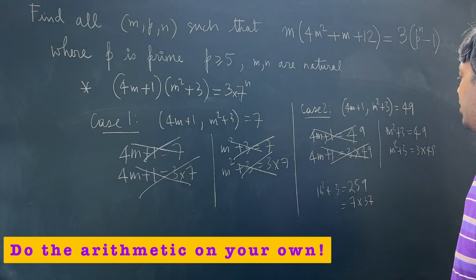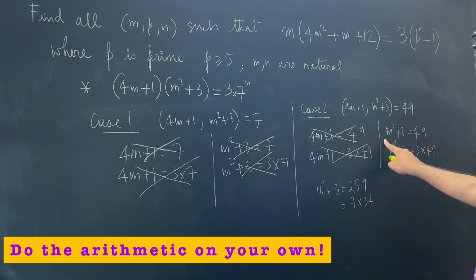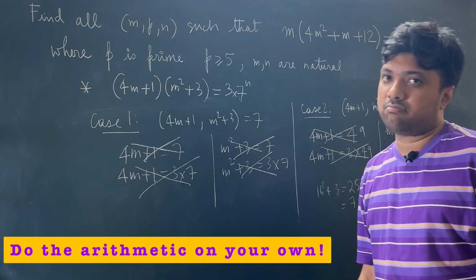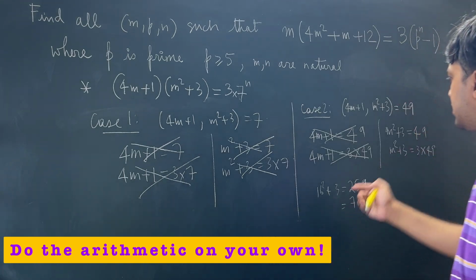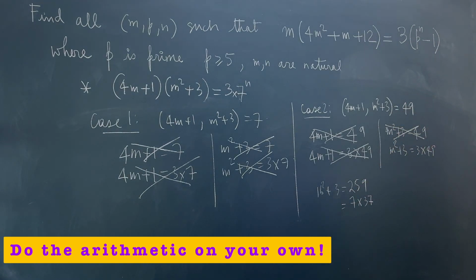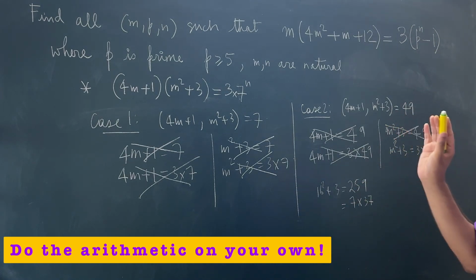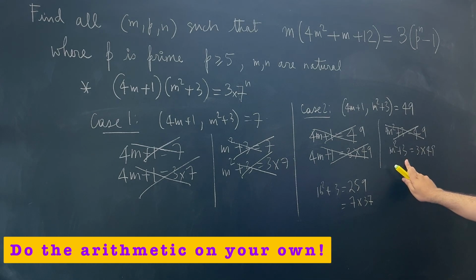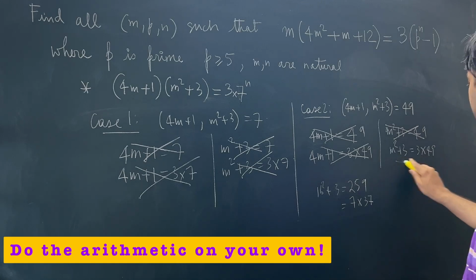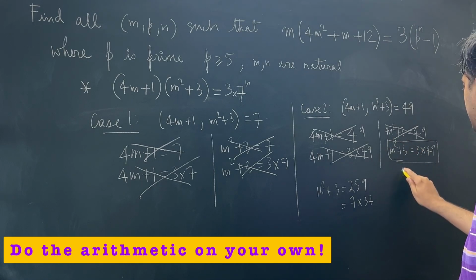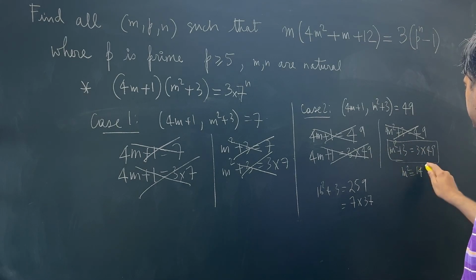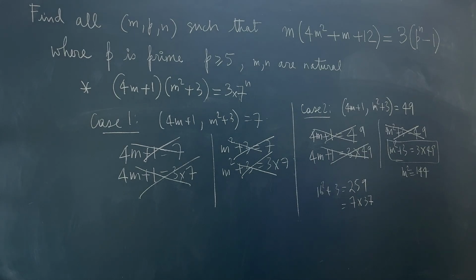Alright, what about m squared plus 3 is 49? If m squared plus 3 is 49, then m squared is 46, but there is no perfect square which is 46. So again, there's no solution. The last thing that is possible is m squared plus 3 is 3 times 49, which is 147, which means m squared is 144. Wow, so this has a solution. m squared is 144, so m is 12. And you see this indeed works.